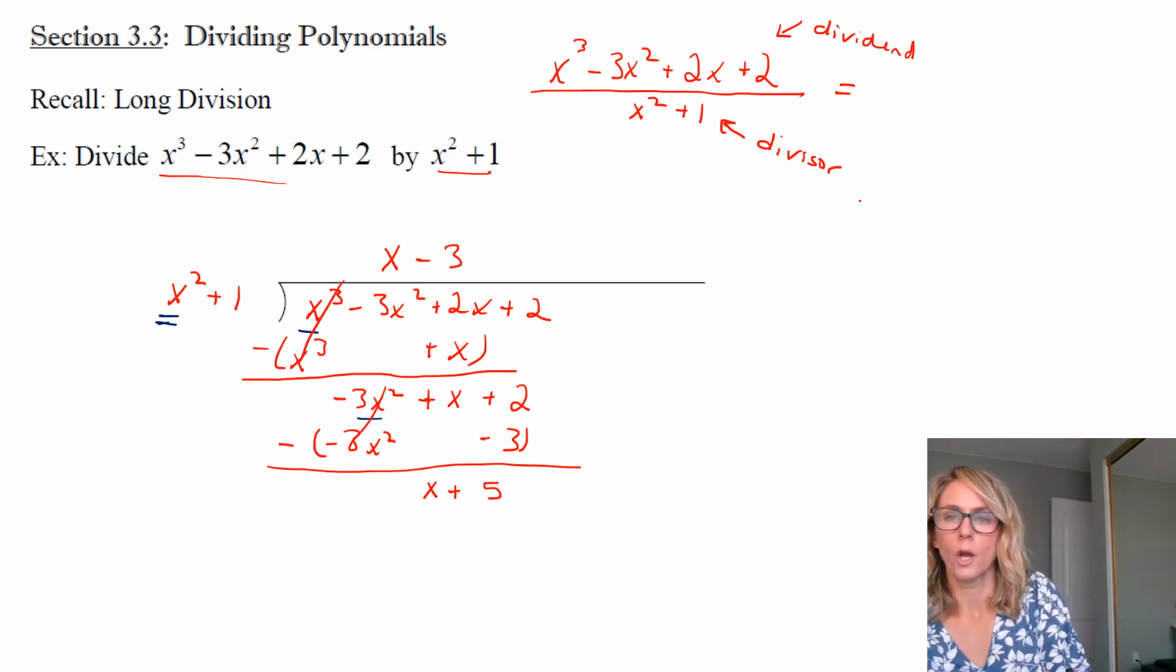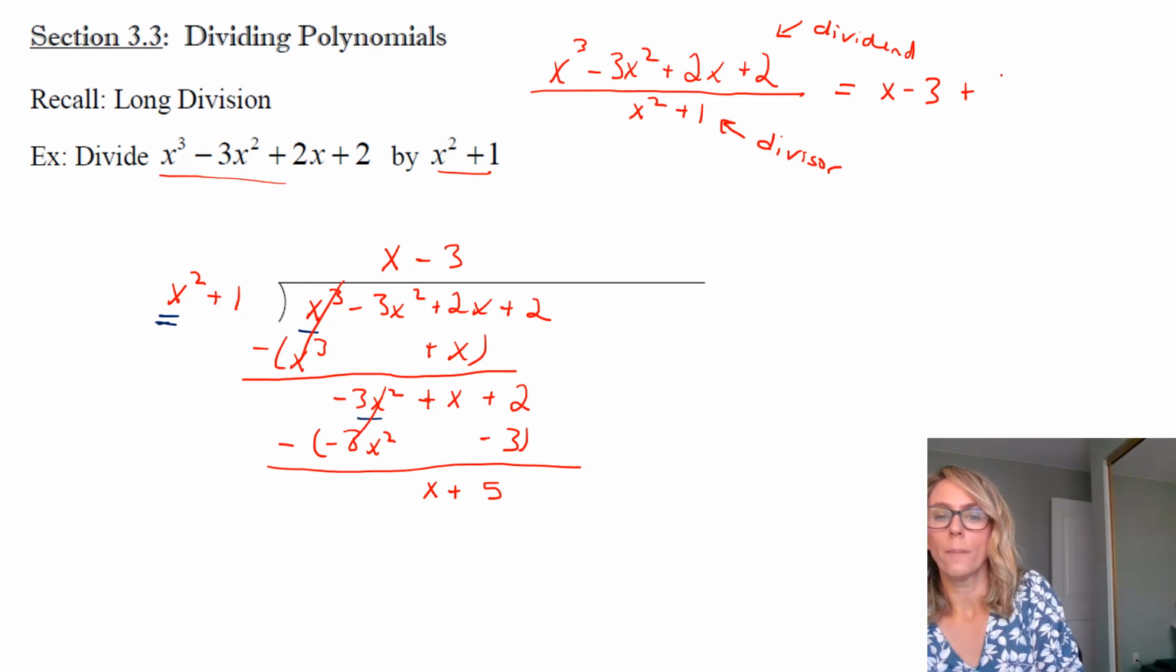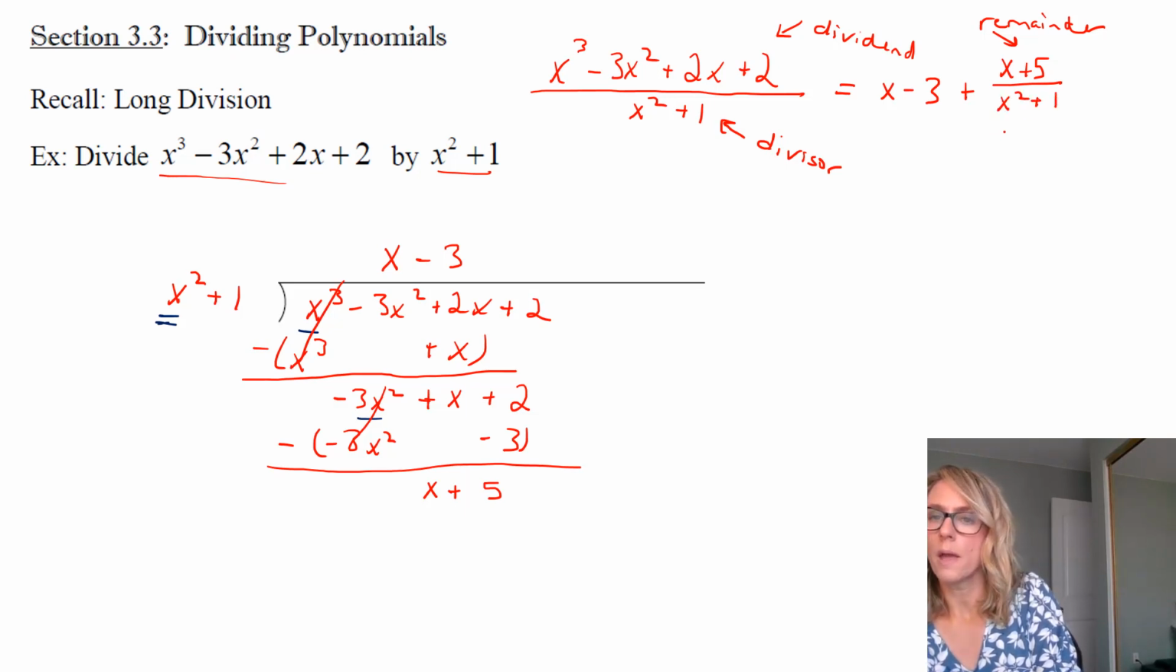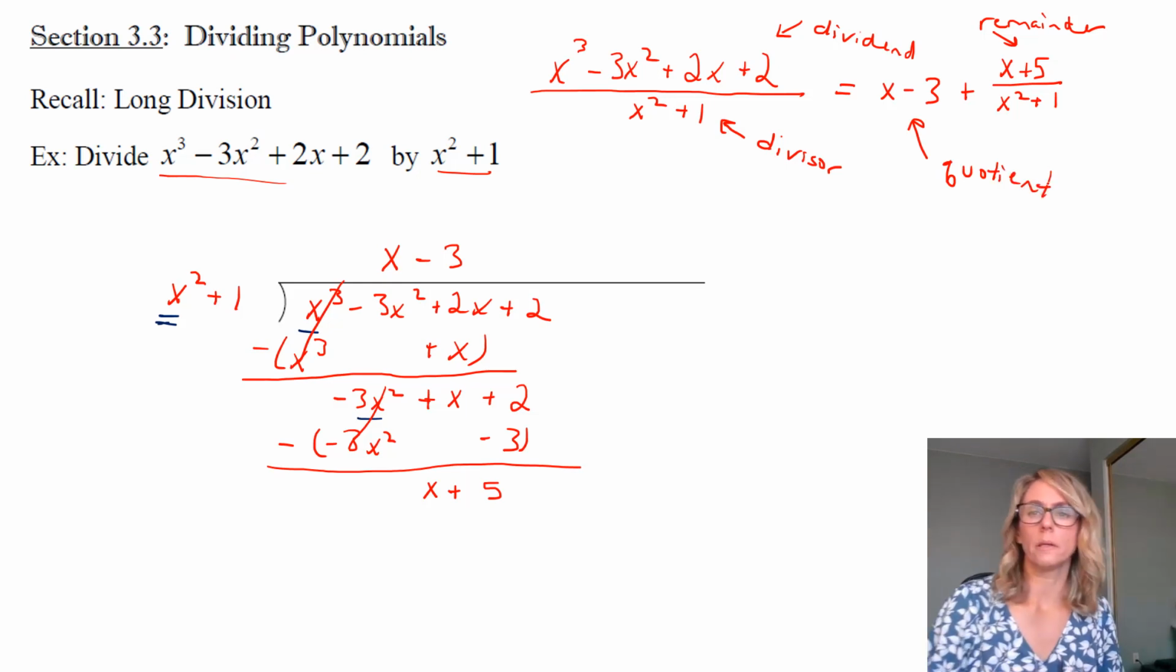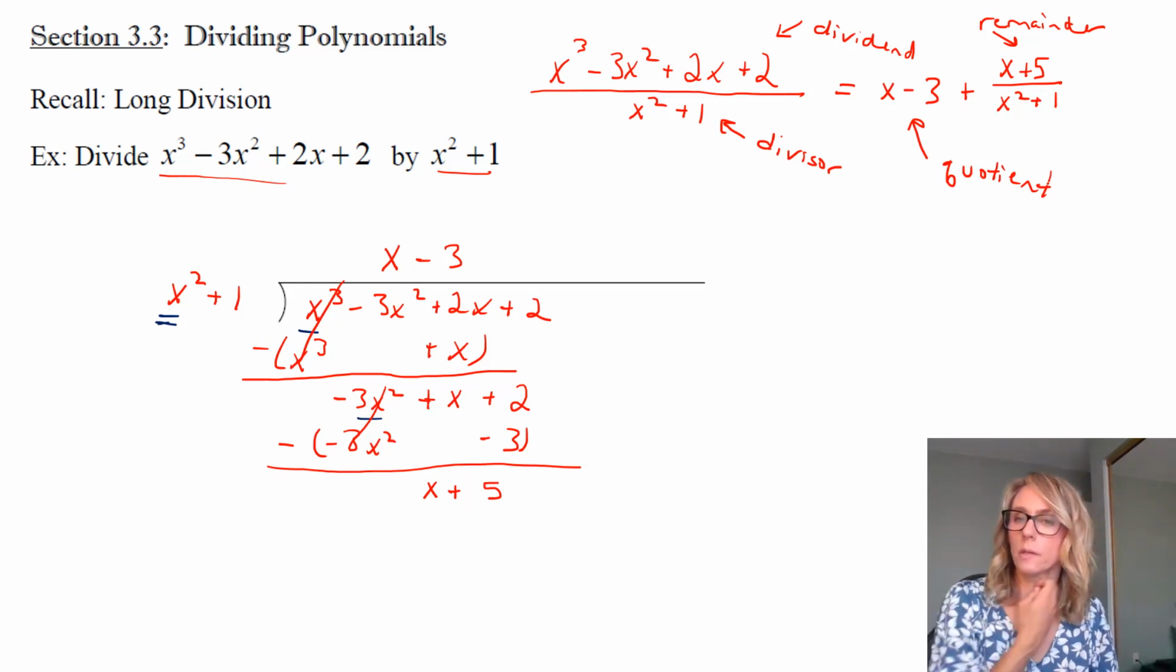So what this means is that when we take that polynomial and divide it by x squared plus 1, we get x minus 3 plus a remainder. This x plus 5 is our remainder, and that gets divided by our divisor. And this piece here, the x minus 3, is what's called the quotient, because we are doing division. So those are all the pieces. That's the terminology we use, but that is actually the answer to the division.